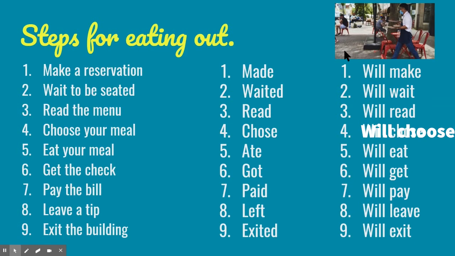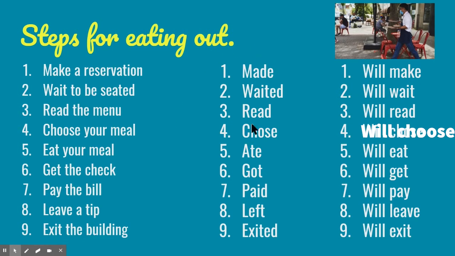All right, so when we go out to eat, there are many steps. We start by making a reservation. So first we make a reservation. When we get to the restaurant, we wait to be seated. We read the menu. We choose our meal. We eat our meal. We get the bill. We get the check. We pay the bill. We leave a tip. And we exit the restaurant or exit the building.